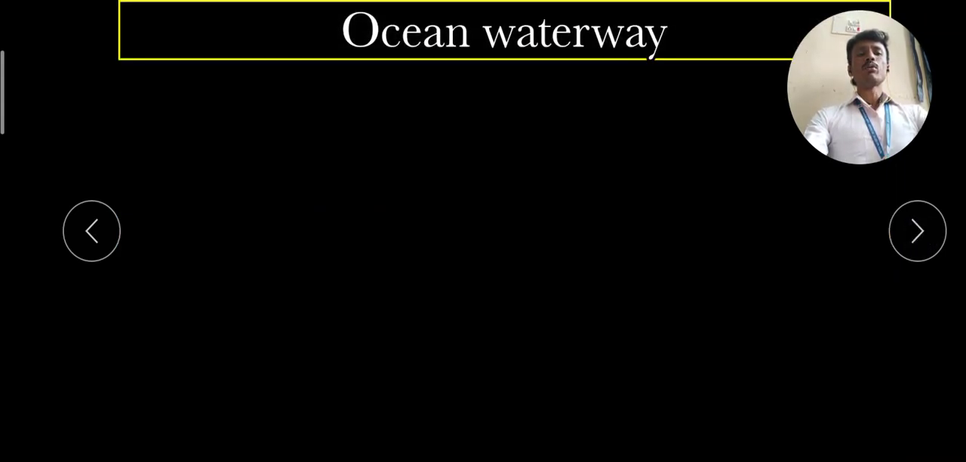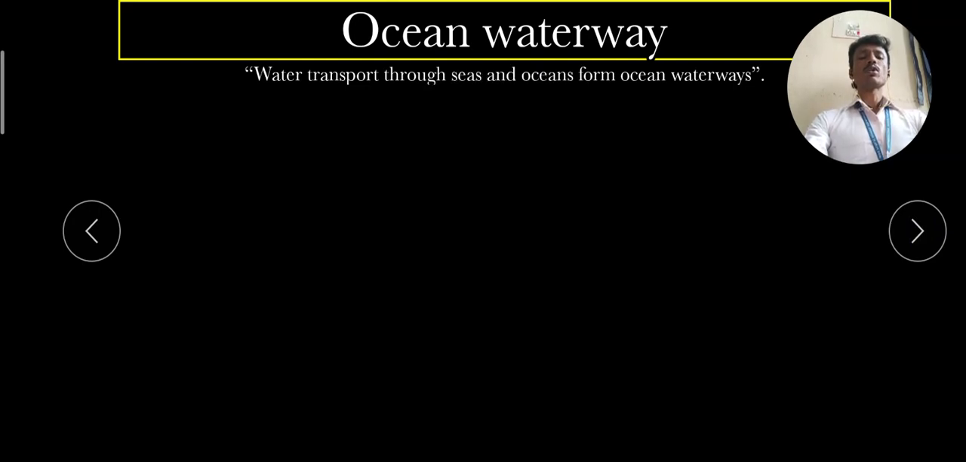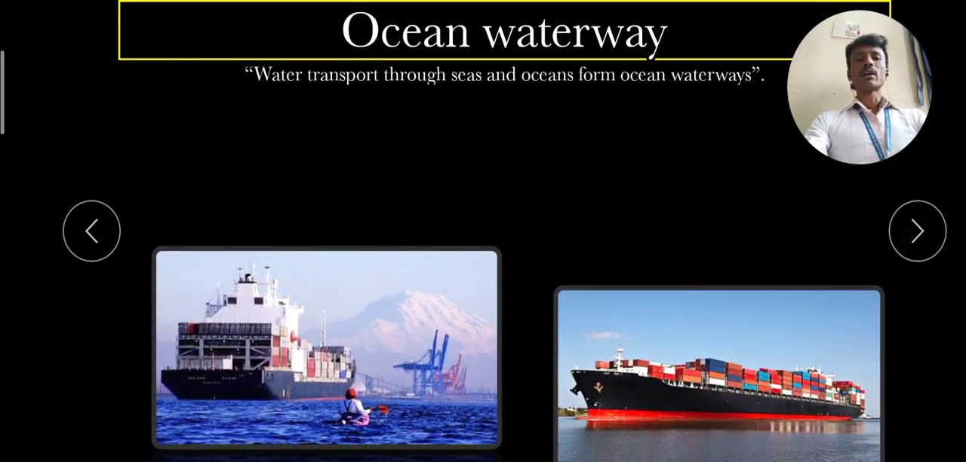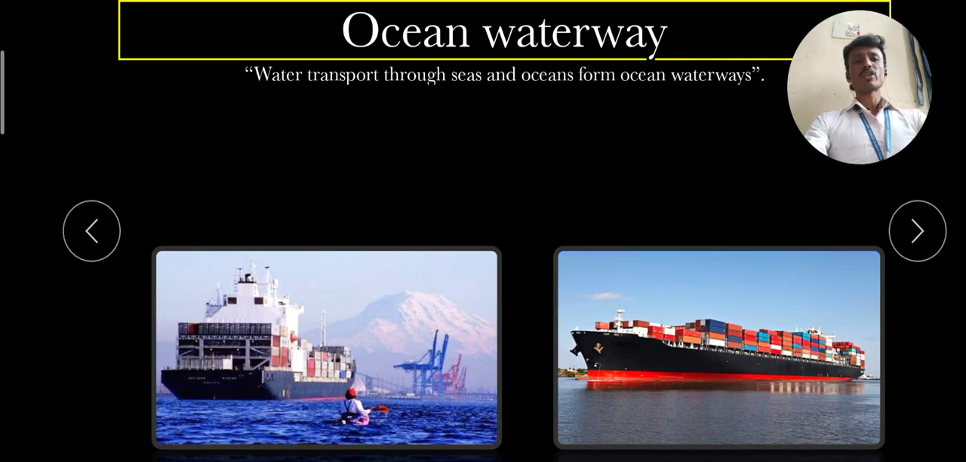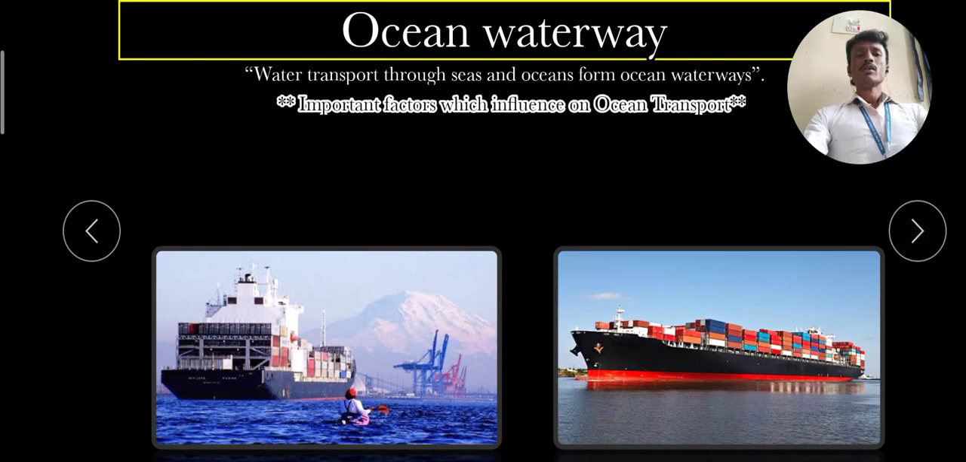Then after, ocean waterways. It means through the oceans or through the seas, exporting and importing or carrying passengers from one country to another country, like water transport through seas and oceans. So look at the pictures. This is the ocean waterway. Some factors influence ocean transport; these are the essential factors which influence ocean transport, and it is possible to ask a question on them.